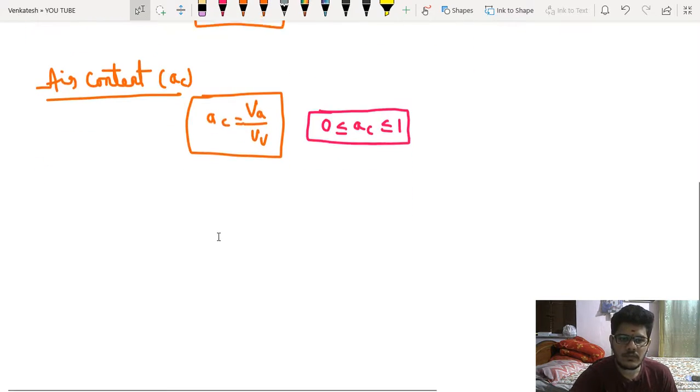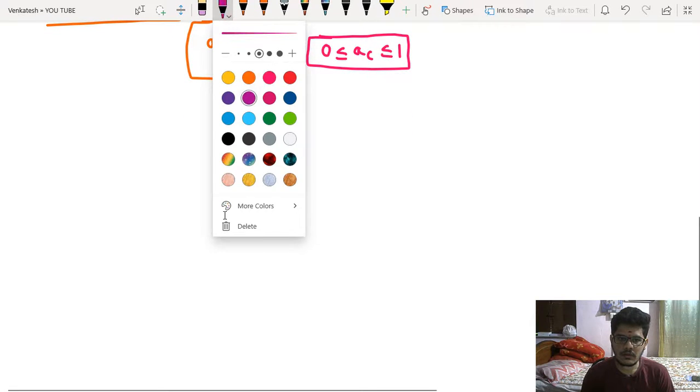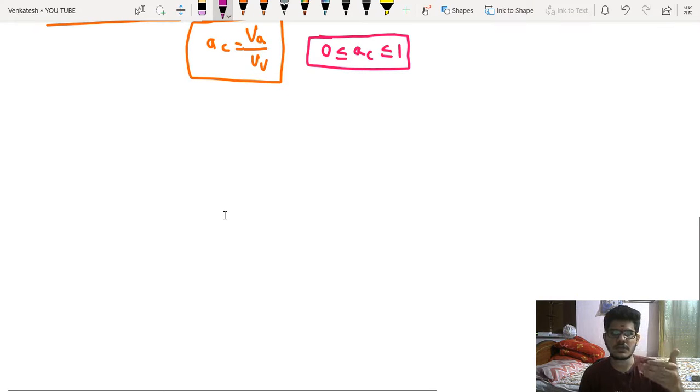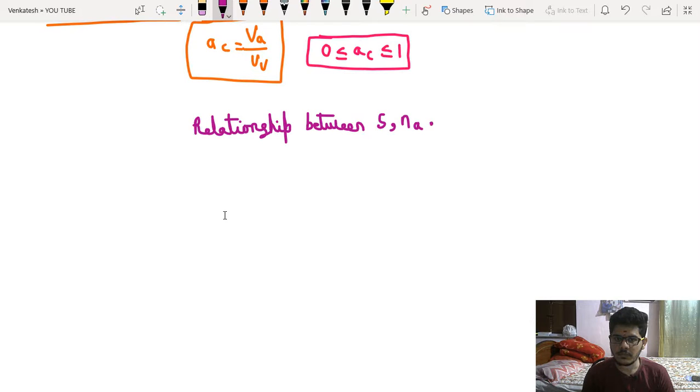Now we can derive some interrelationships between degree of saturation, percentage air voids, and air content.